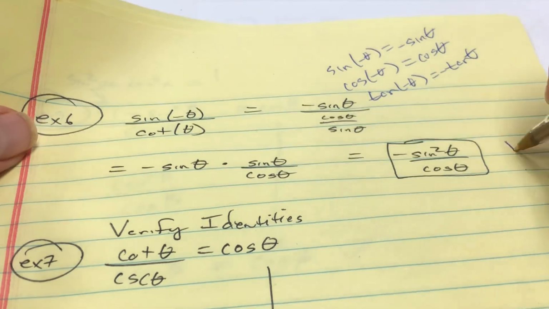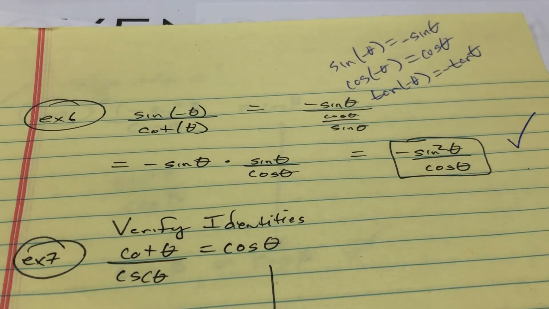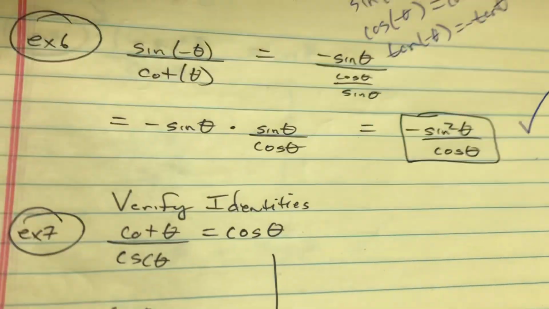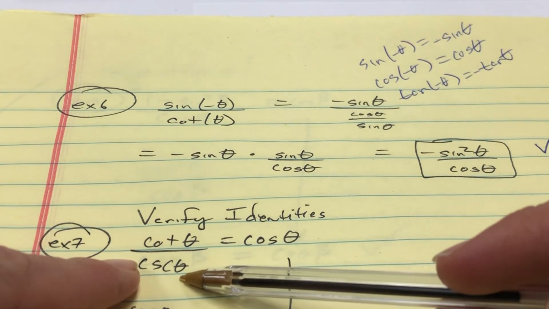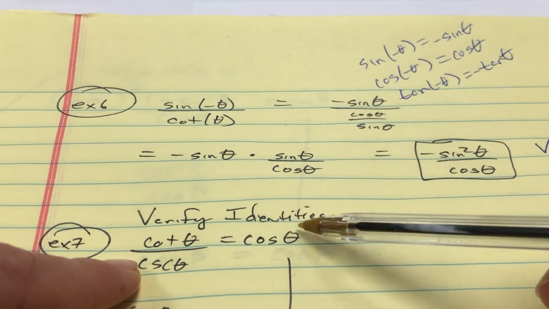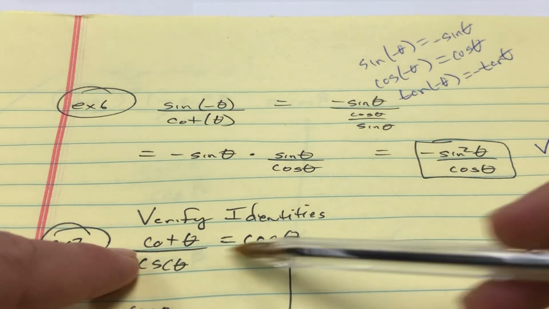All right, now we're verifying identities. The nice thing about verifying identities is that you know what the answer kind of has to look like, because you have a statement of equality, and here's the statement. We've got to verify this: cotangent theta over cosecant theta is equal to cosine theta. We had to show that this is true.